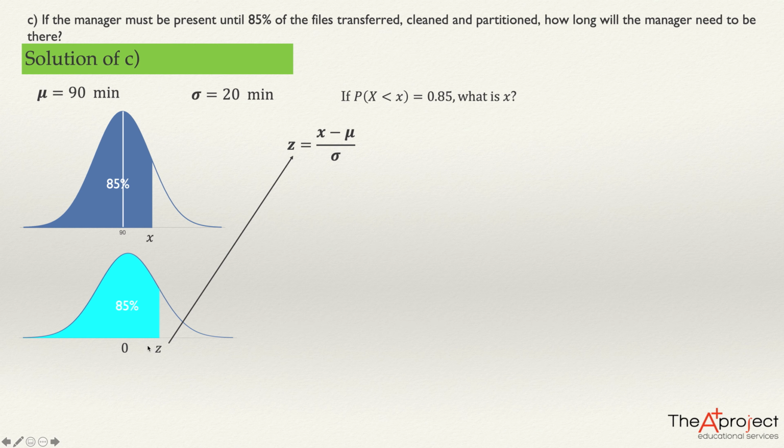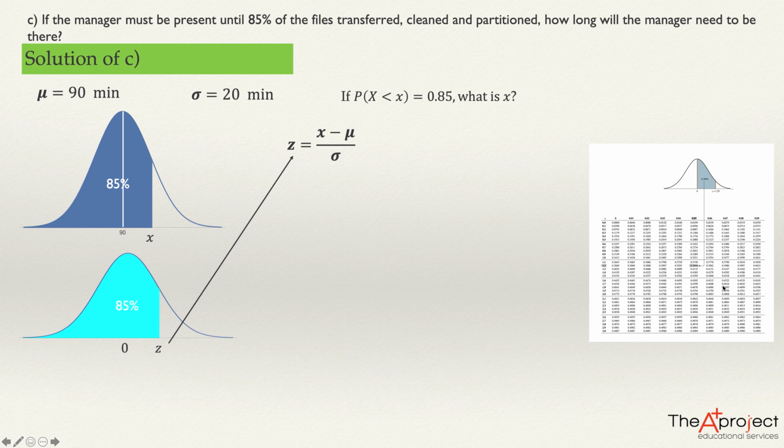So if I know z, and I know also sigma and mu, I will be using this equation and I can find x. But if I find this z, I will need to use the table, the normal distribution table, yeah? So remember this. And then I need to find this z here that has 85% at the left.